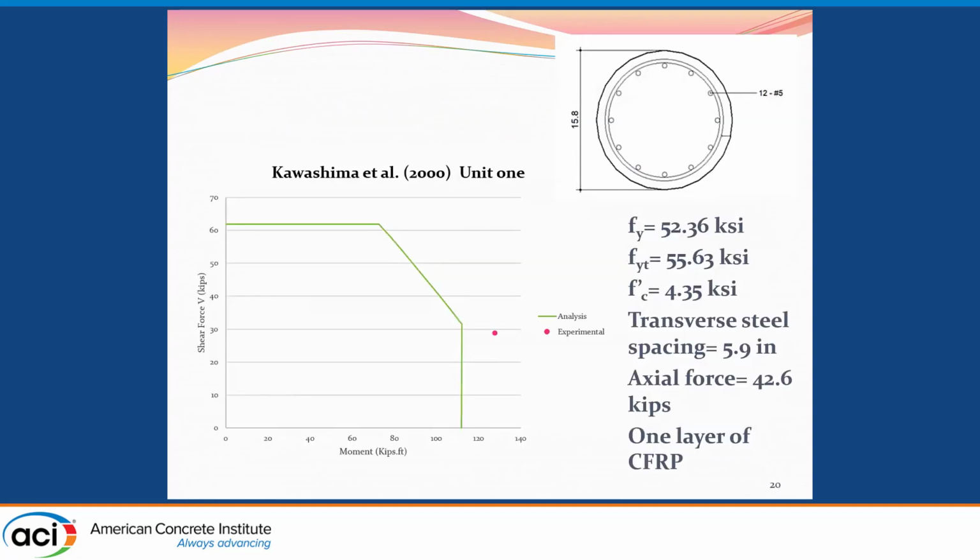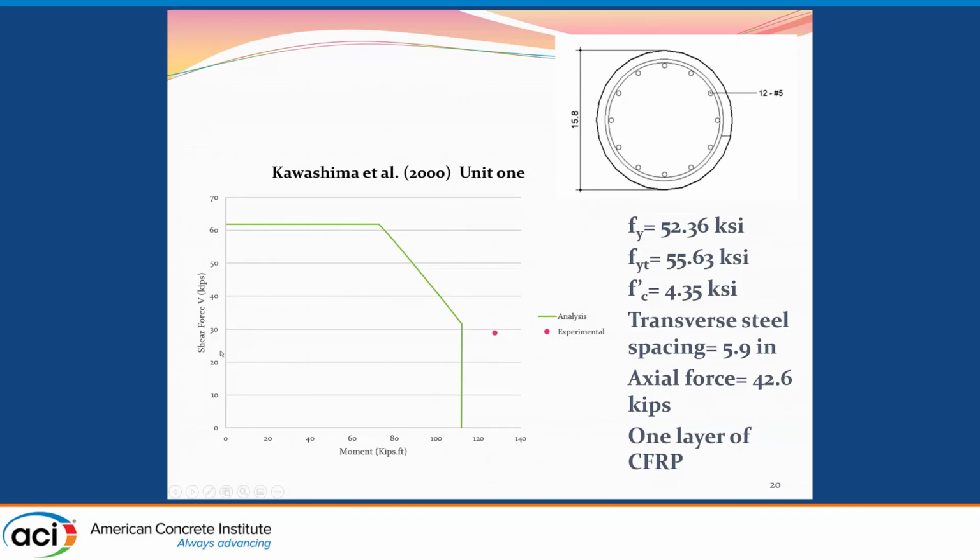Next, I would like to present some results that we have, and we compared against some experimental data. First, we have Kawashima et al., 2000. He has one layer of carbon FRP surrounding a cross section with f'c equal to 4.35, a spacing of the steel equal to 6 inches, and a relatively small axial force of 42. And we have a very good match.